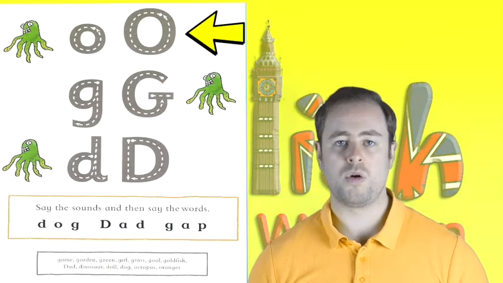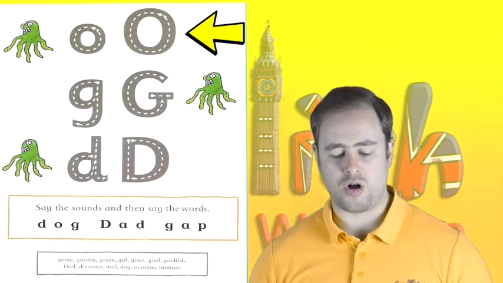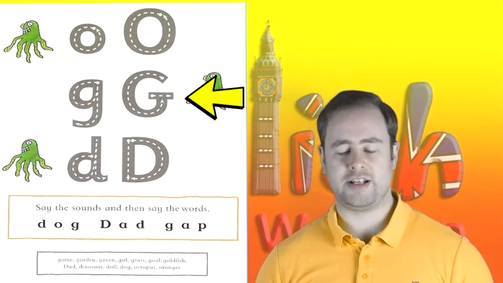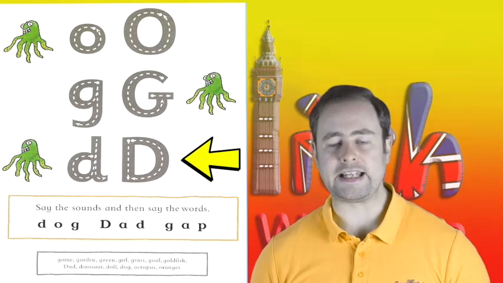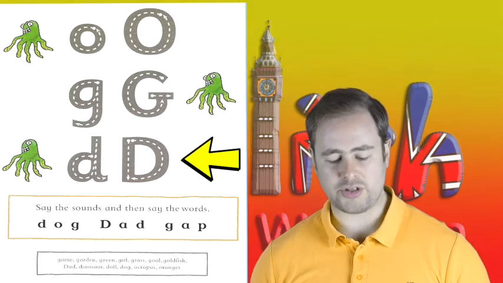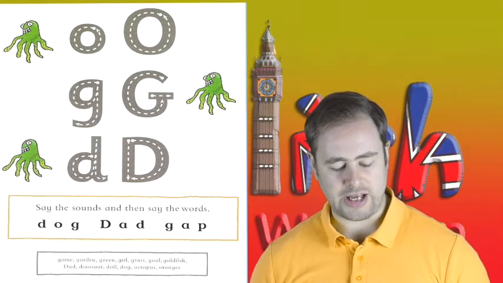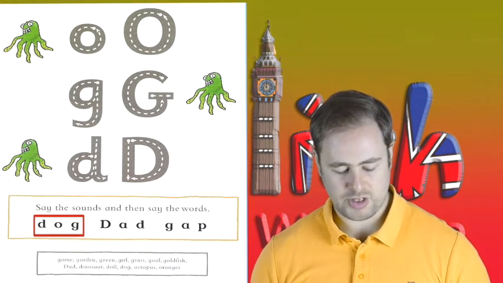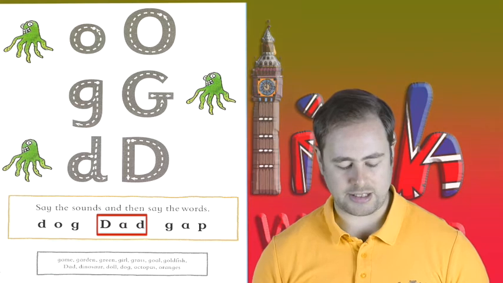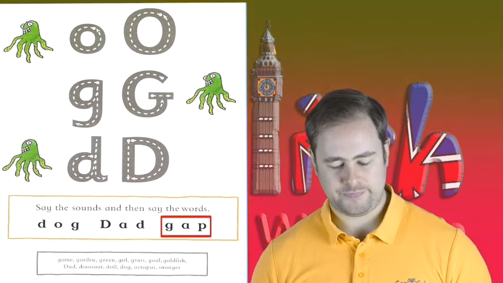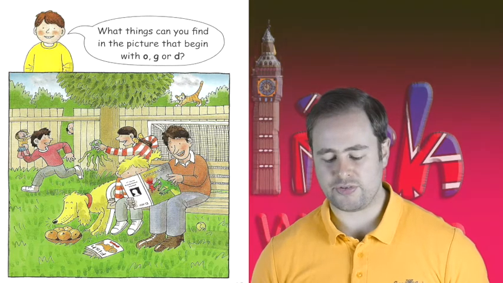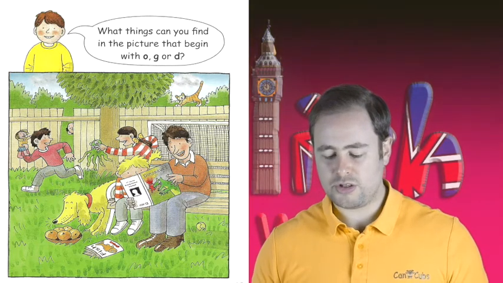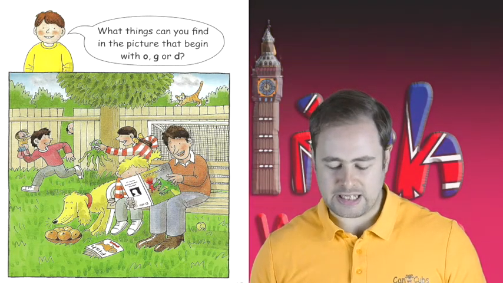O. O is for o. G. G is for g. D. D is for d. Say the sound and say the words. Dog. Dad. Gap. What things can you find in the picture that begin with O, G, or D?